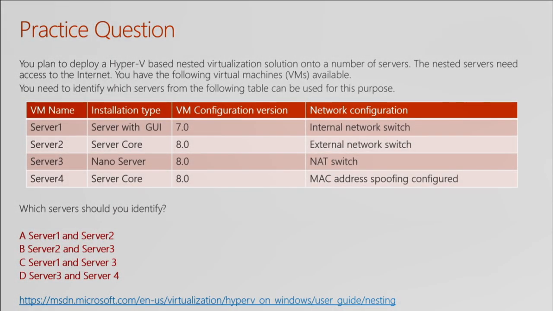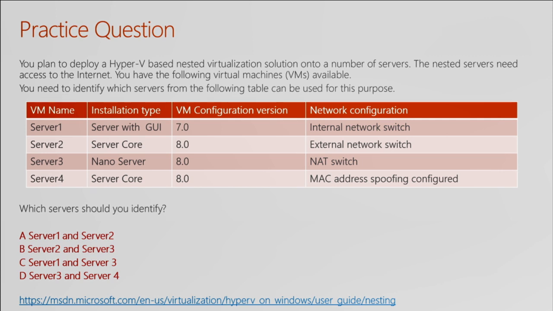Practice question. You plan to deploy a Hyper-V-based nested virtualization solution onto a number of servers. The nested servers need access to the internet. You have the following virtual machines available. You need to identify which servers from the following table can be used for this purpose. Shout. We're saying D. Okay. So I'll talk you through that one.